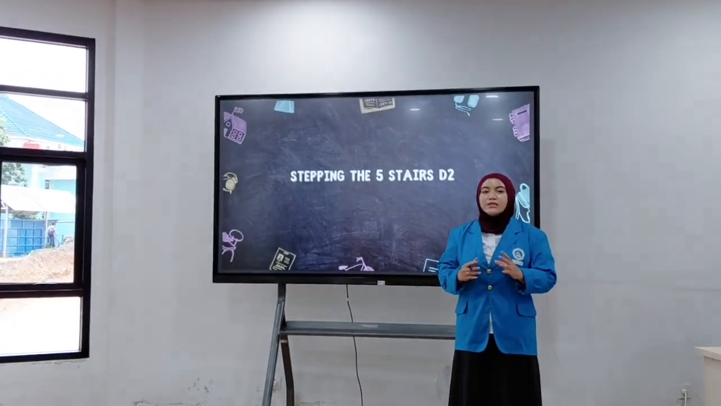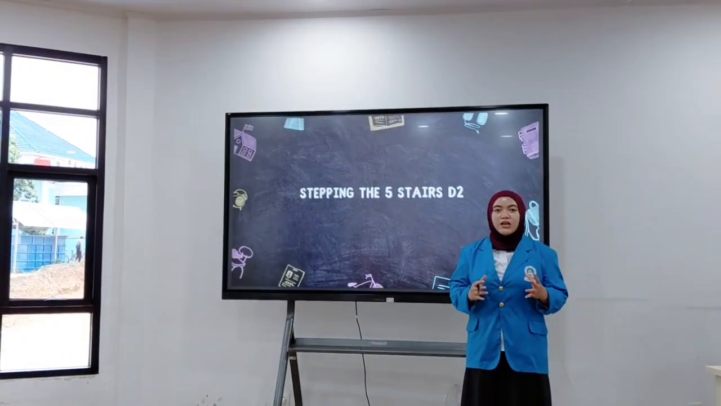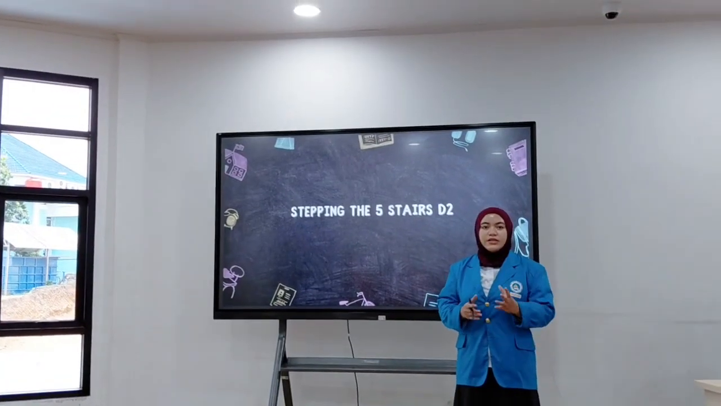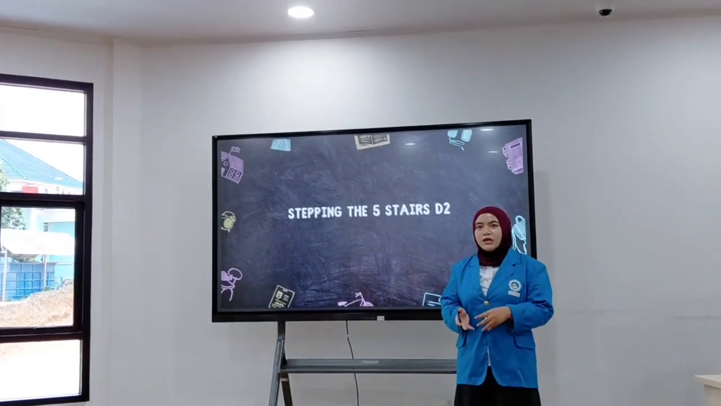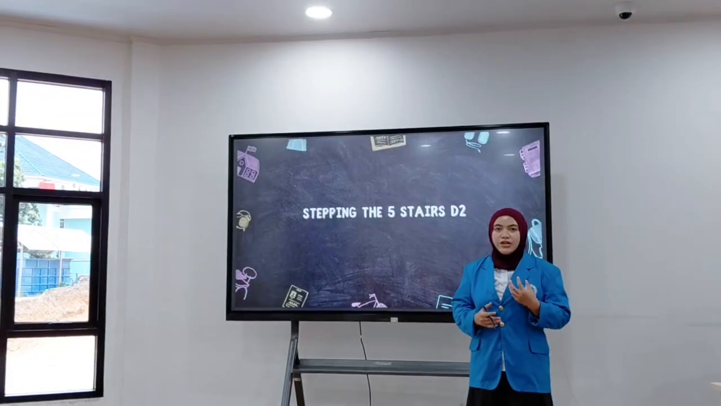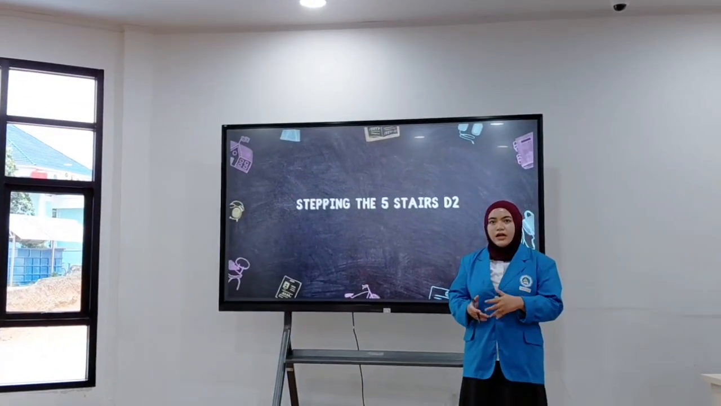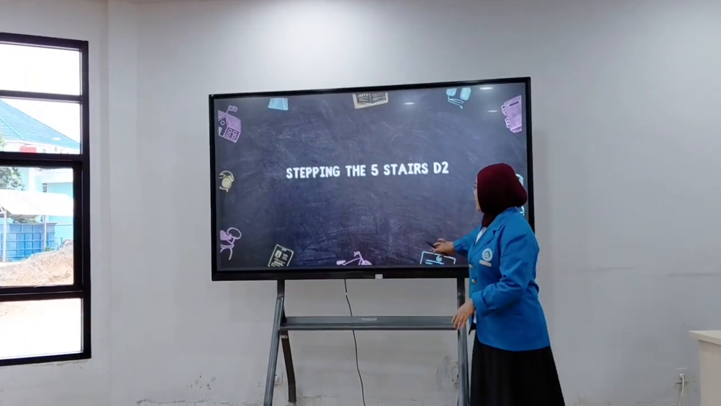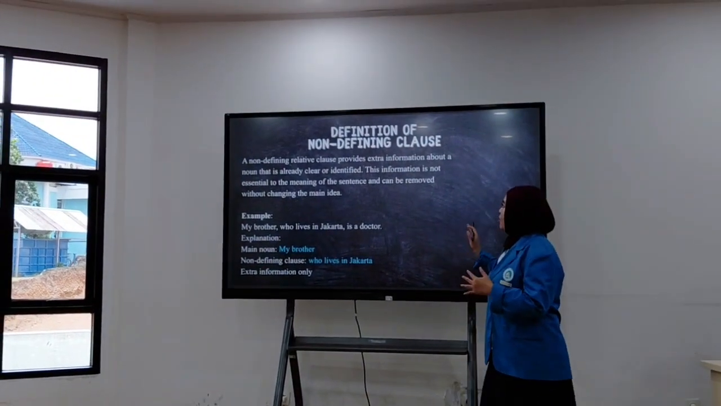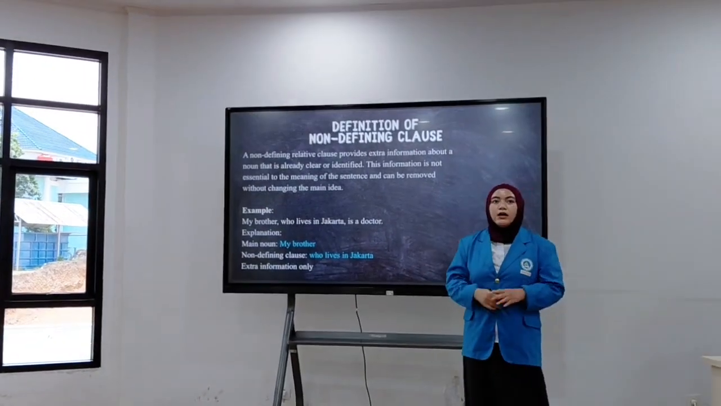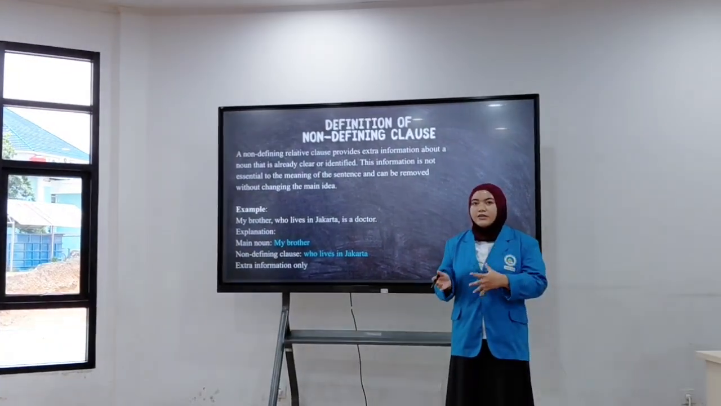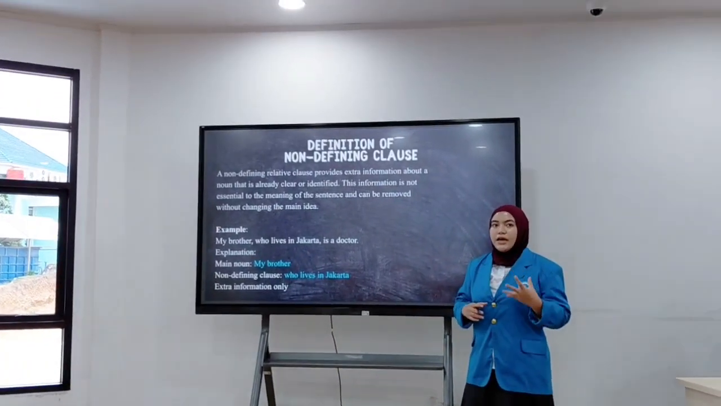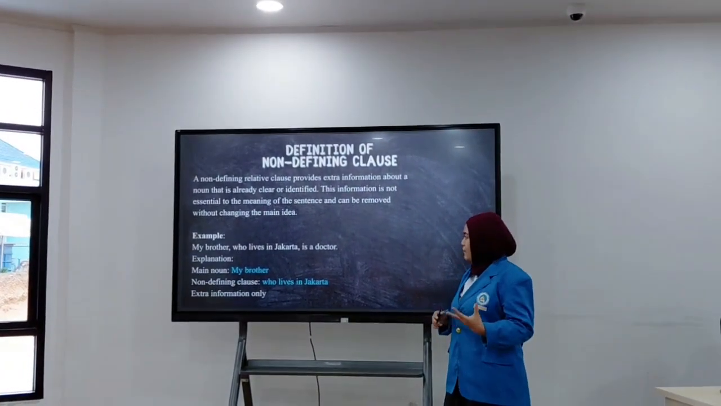Today I would like to explain the non-defining clause and the 5-step method. A non-defining clause gives extra information about a person or thing that is already clear. This information is not essential and can be removed without changing the main meaning of the sentence. Next, definition of a non-defining clause: a non-defining relative clause provides additional information about a noun that has already been identified.